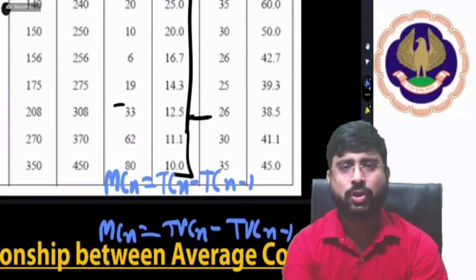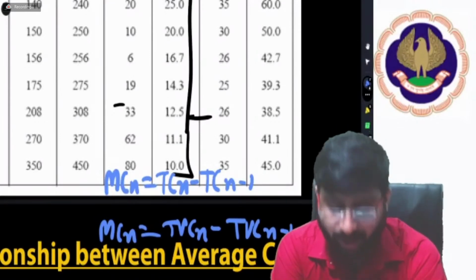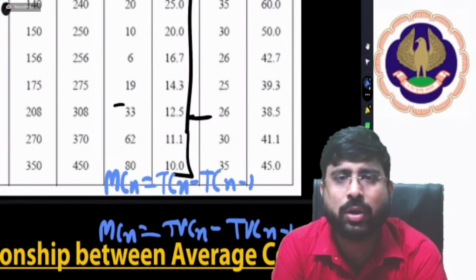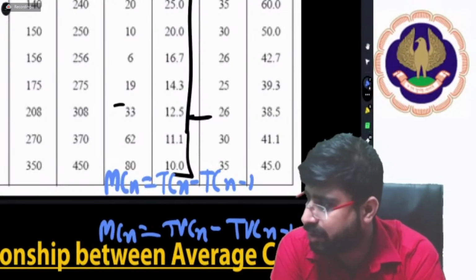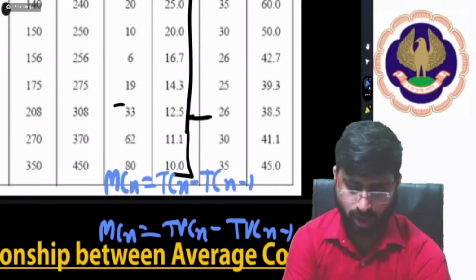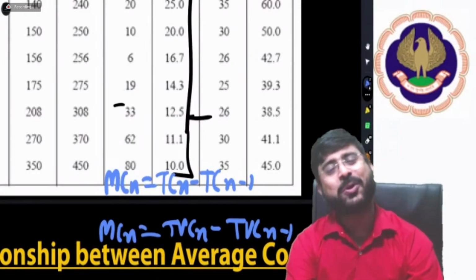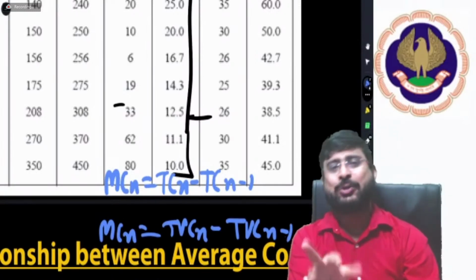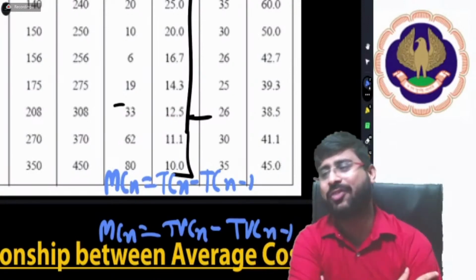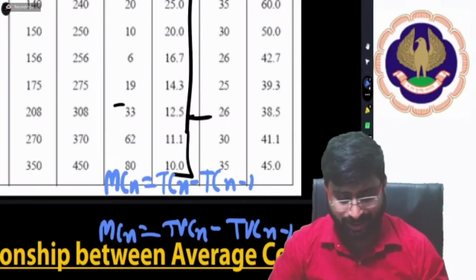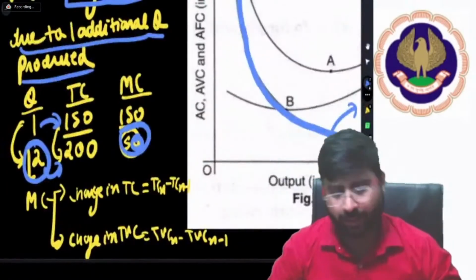Yes, sir. Marginal cost also represents, my dear friends, change in total variable cost. Not only total cost, but also total variable cost. Because after all, total cost is changing only because of total variable cost. That's the logic I wanted to teach.